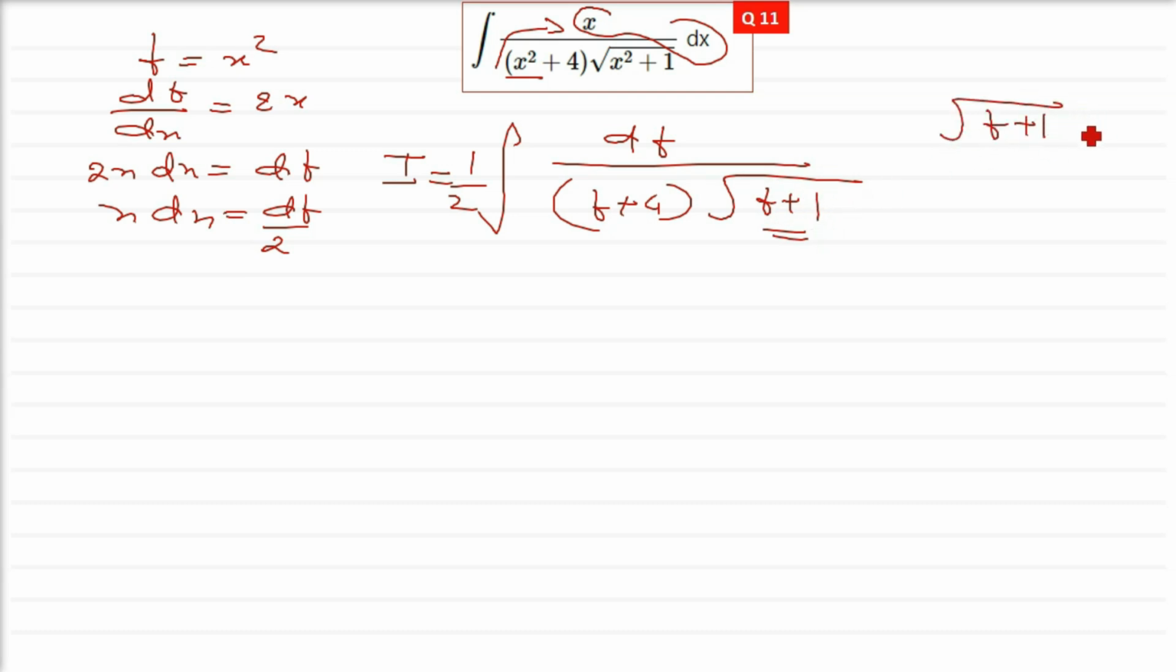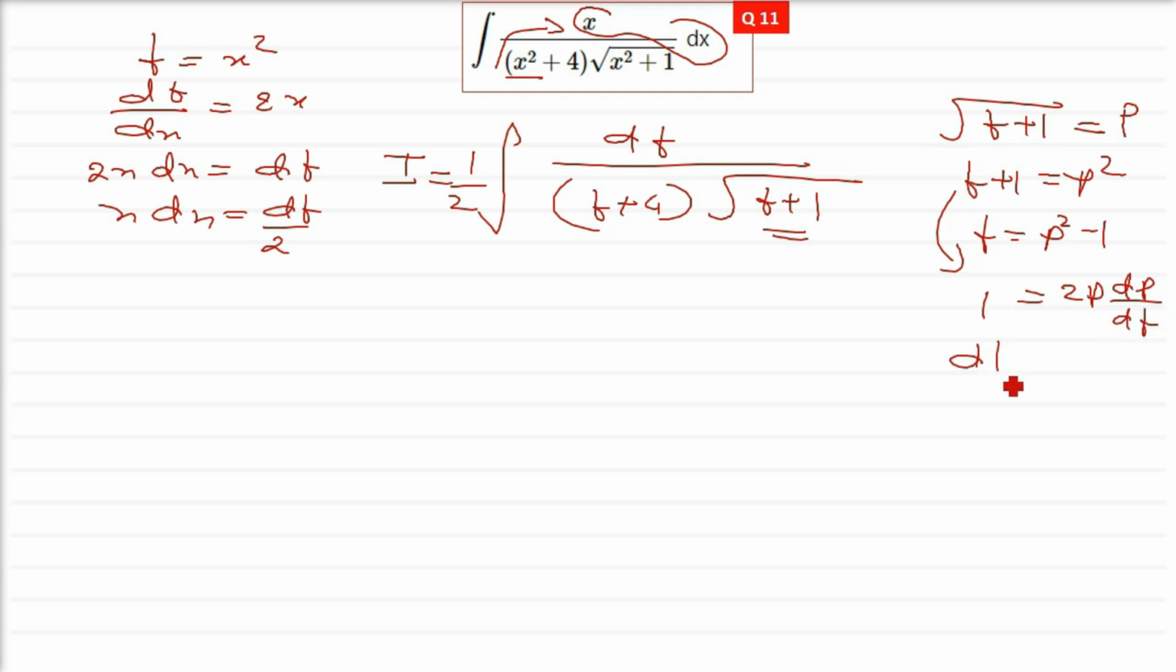Under root t plus 1 equals some p. So t plus 1 will become p square. That is, t will be equal to p square minus 1. So let's differentiate this. dt will be equal to 2p dp. So this dt can be written as 2p dp.